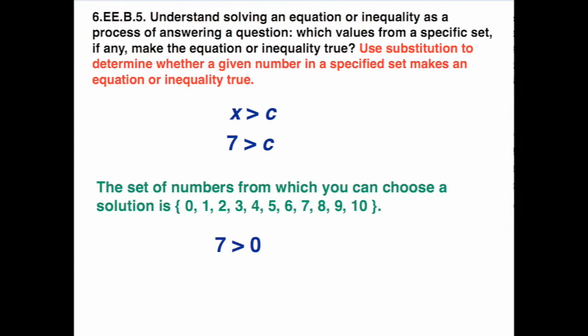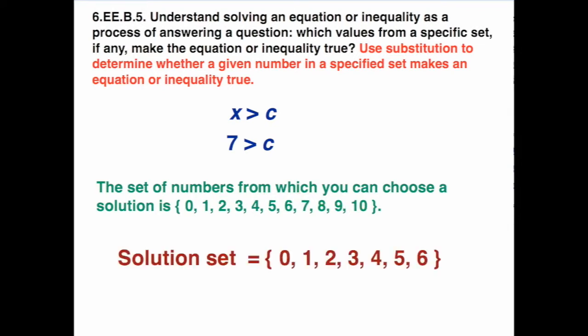So following what the standard says, let's use substitution. So we plug in a 0. Yeah, that works. 1 works. 2 works. So we keep going, and we see that the numbers 0 through 6 work, whereas the numbers 7, 8, 9, and 10 didn't. So our solution set is 0, 1, 2, 3, 4, 5, and 6.